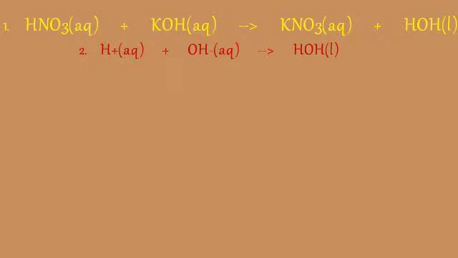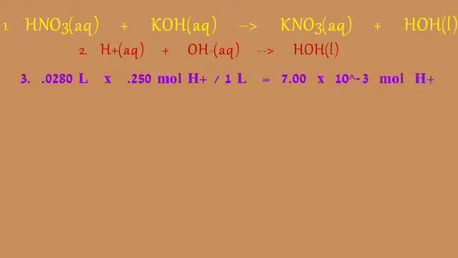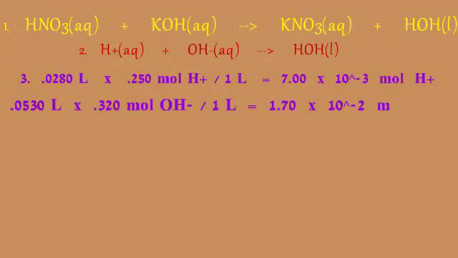For step 3, I want you to determine the number of moles of each of those. So to do that, change that to liters times the molarity, that's moles per 1 liter. And for the hydrogen ion, you get 7.00 times 10 to the negative 3rd moles of hydrogen ion. You should have done the same for the hydroxide. That was 0.0530 liters times the molarity that was given to you, moles per liter. And you get 1.70 times 10 to the negative 2nd moles of hydroxide.